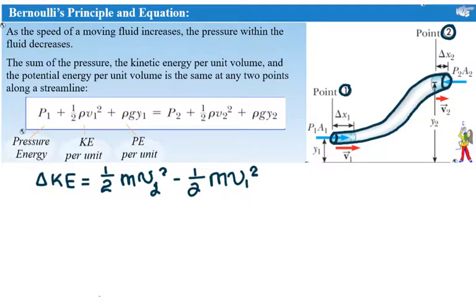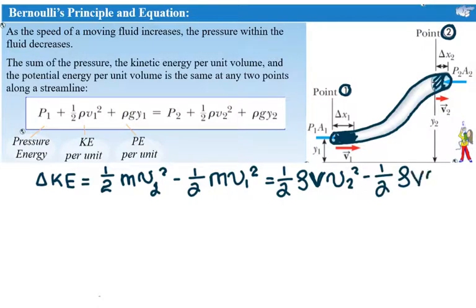So when some amount of water goes from one place to another, it changes its kinetic energy, because the velocity changes. Then I'm going to replace the mass with density times the volume. So I have one half, and instead of the mass, I have density times the volume of the water that I'm looking at, that is moving. So that's the volume of the water. And then V2 squared minus one half the density times the volume times V1 squared for the velocity.